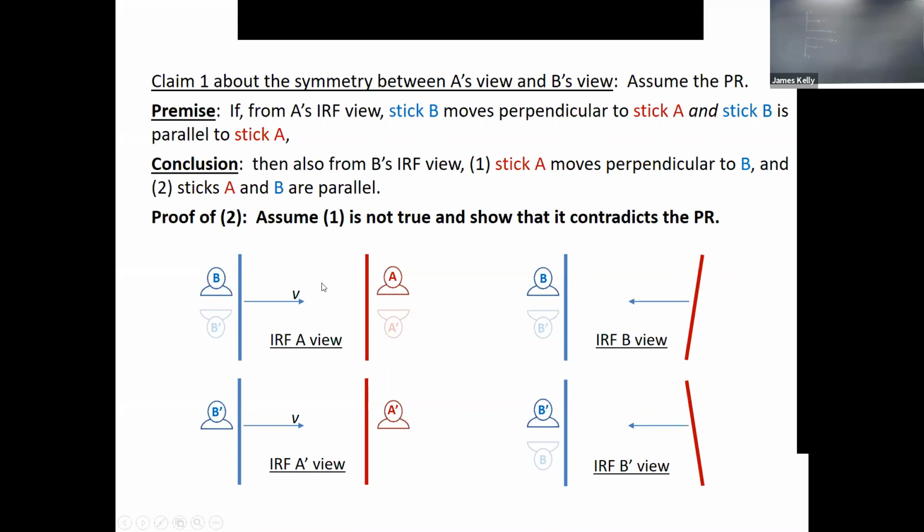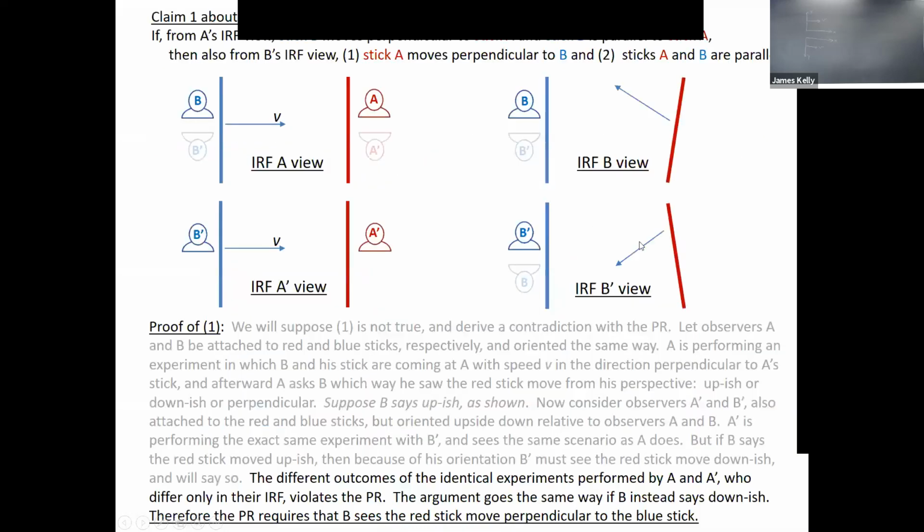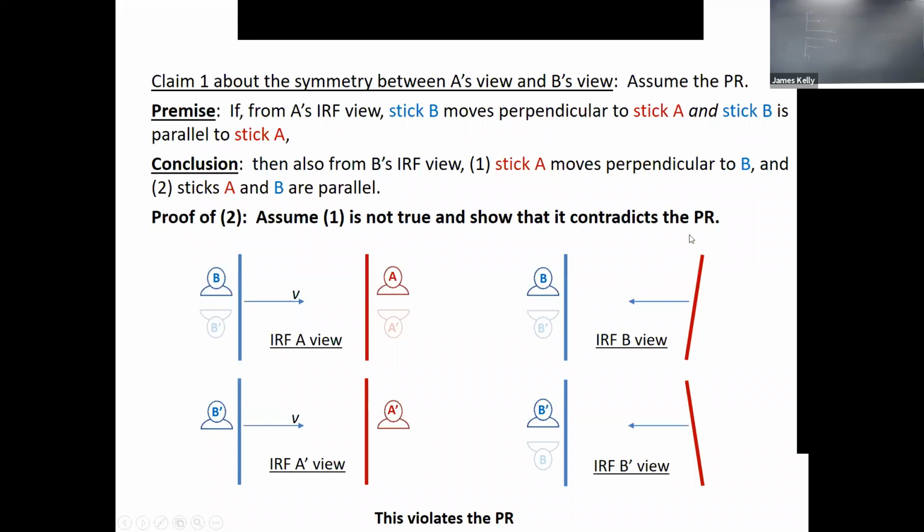So even though we've performed the same experiment over here, and B prime and B are related to A prime and A in the exact same way, B and B prime are seeing different results of the experiment. And therefore, there's a contradiction, and it has to be true that this point of view isn't true. These sticks have to be exactly parallel to the ones that B and B prime are holding right there at rest.